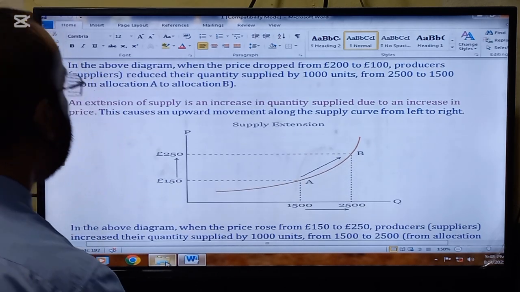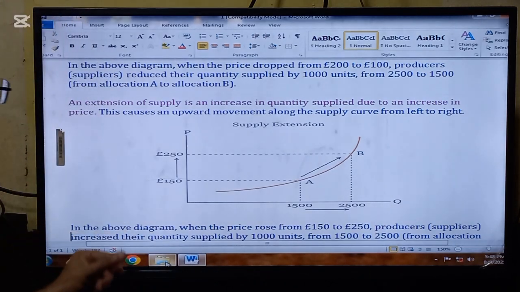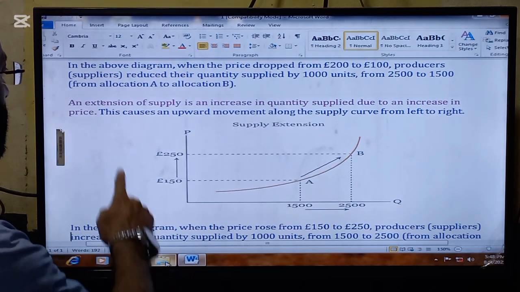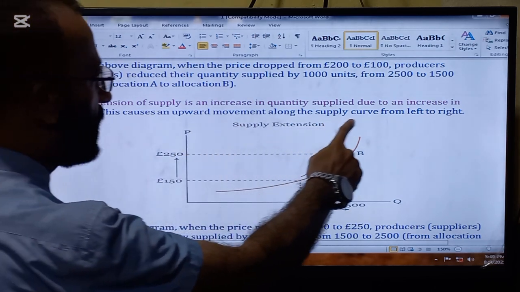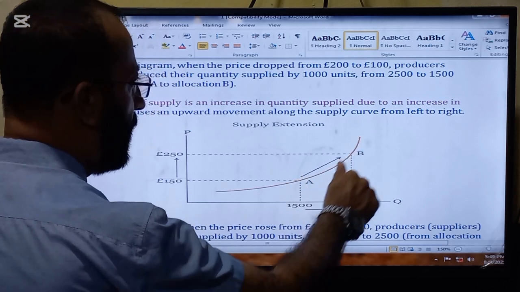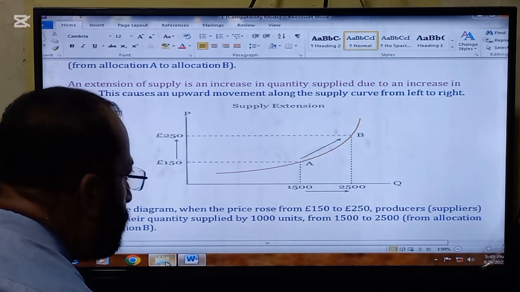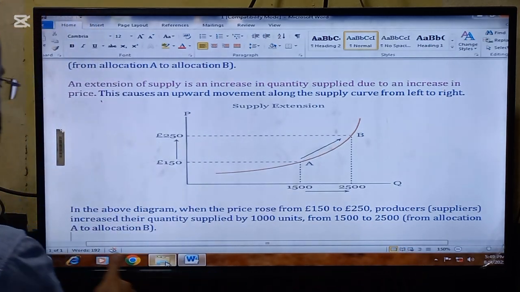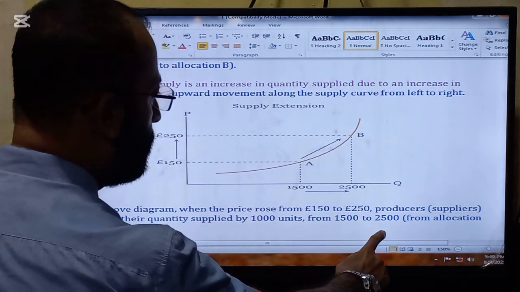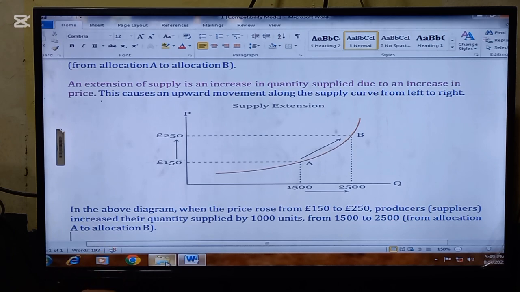An extension of the supply is an increase in the quantity supplied due to an increase in the price. So this is the reverse case. When the price is increased from 150 to 250 pounds, this causes an upward movement along the supply curve. So you can see the movement along the supply curve is from left to right. In the above diagram, when the price rose from 150 to 250 pounds, producers, suppliers increased their quantity supplied by 1000 units, from 1500 to 2500, from allocation A to allocation B.